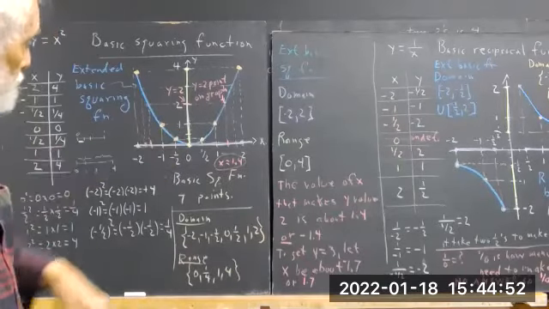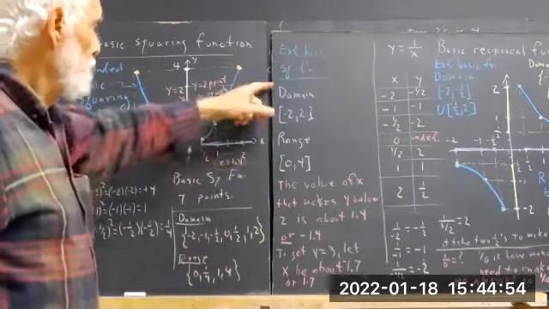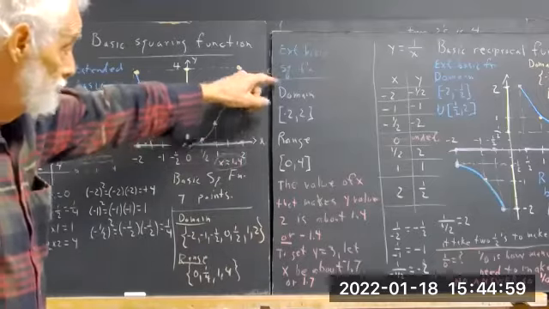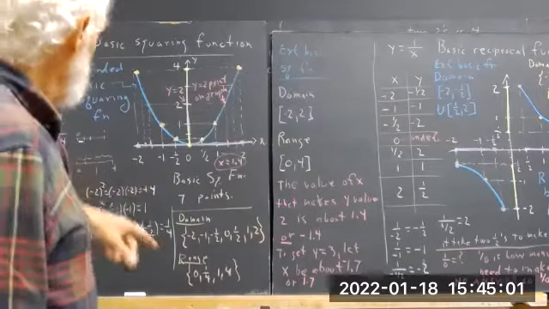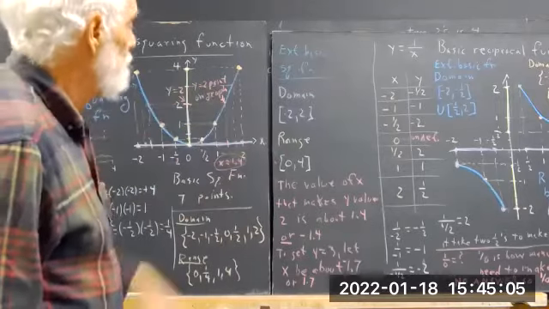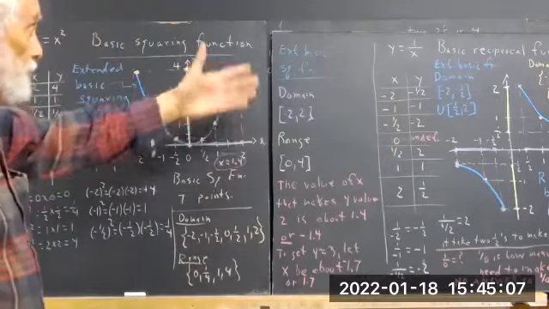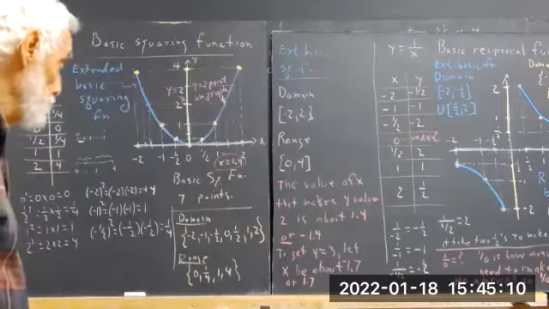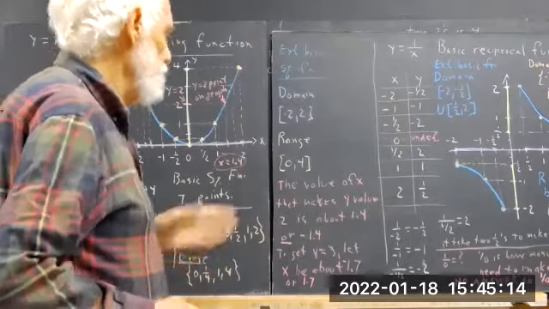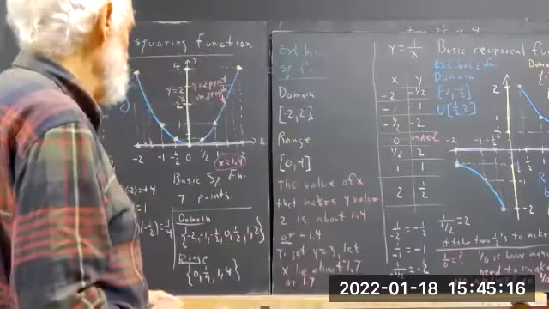What are the domain, range, and so forth? Well, the domain is the set of all x values from negative 2 to 2. We've already seen that. What's the range? Y values go from 0 up to 4, as we've seen. Okay, so there's the domain and range of the extended basic squaring function. We can do some estimates.